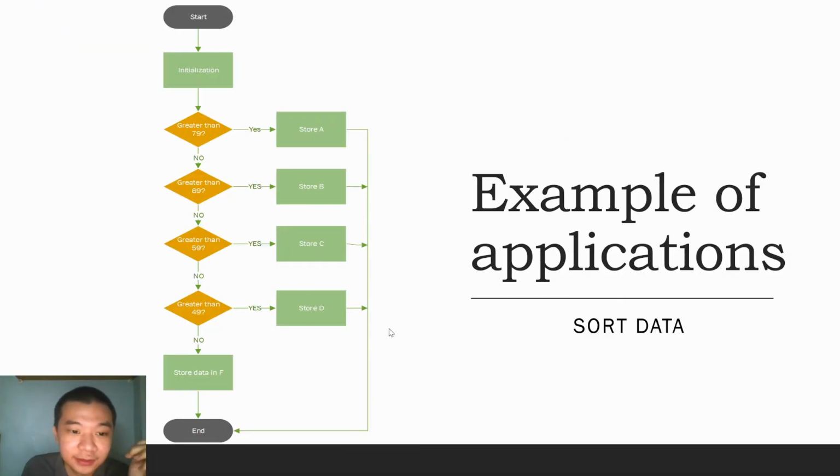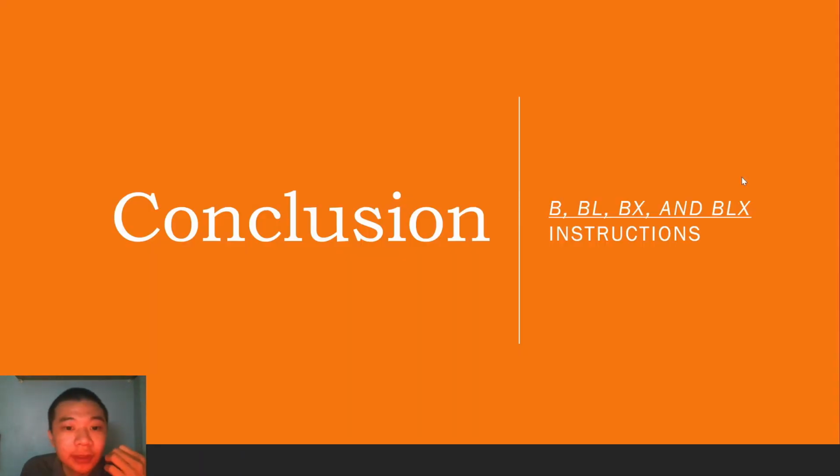Yes, this explains the application of the B branch instruction set. And in conclusion, this branch, BL, BX, and BLX instruction set is used to break the flow of the program so that it can run the program in the way that you want, depending on what the inputted data is. Thank you.